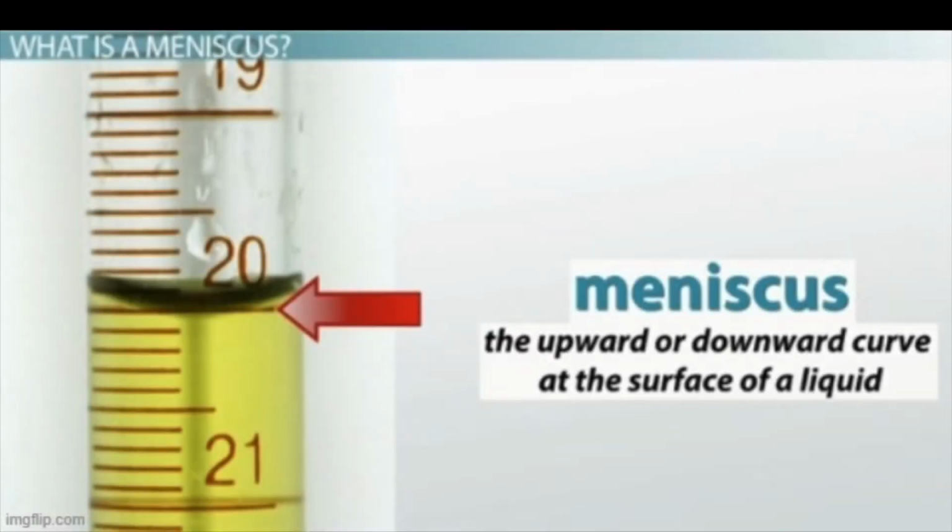This is a picture of a meniscus. A meniscus occurs when there is a more attractive force between the container and the liquid than there is between the individual liquid molecules. You read a meniscus from the bottom when looking at the liquid at eye level.